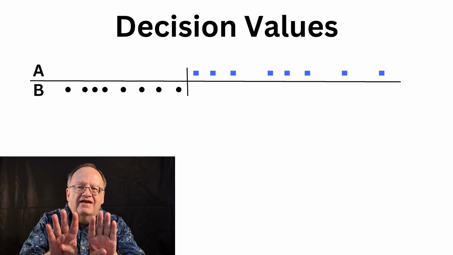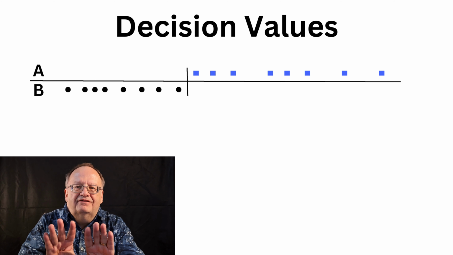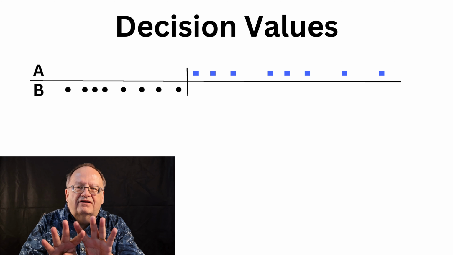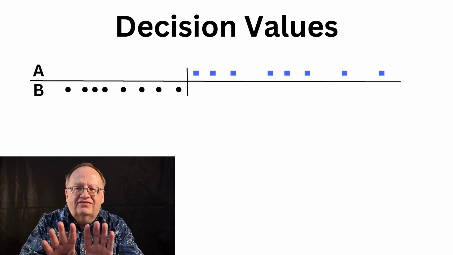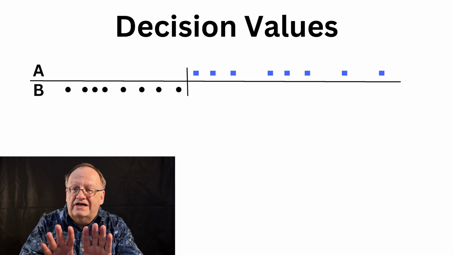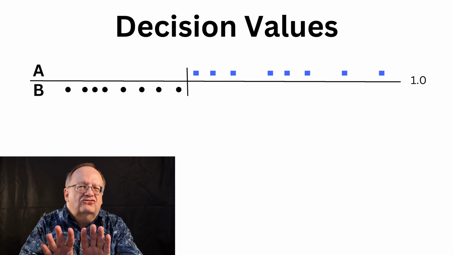All right, case three. The A's and the B's are separate, but they're really close together. The problem with this is if there's any noise or any error or any slippage in our data, they're going to overlap. So we're going to give this a decision value of something around 1. They're separate, but not well separated.